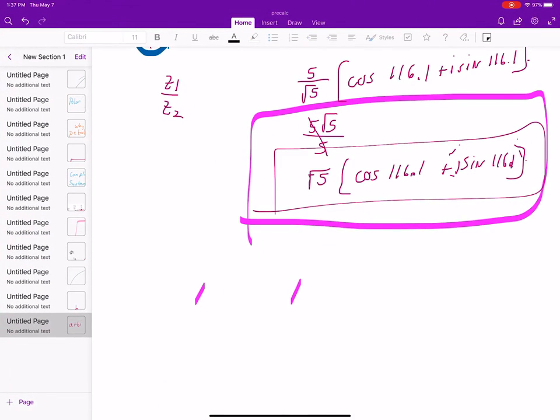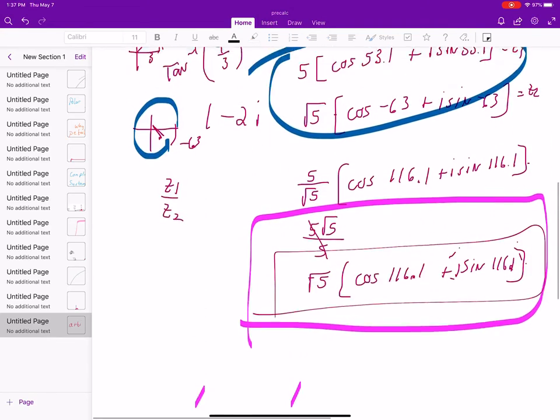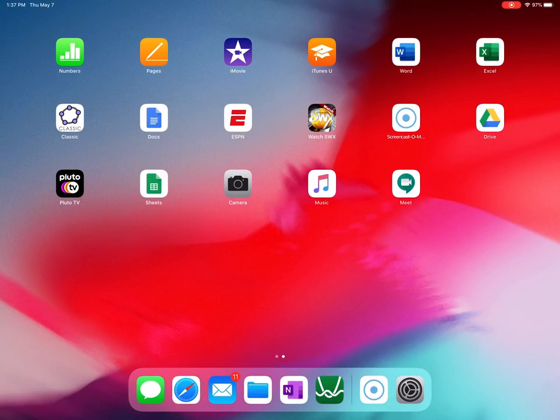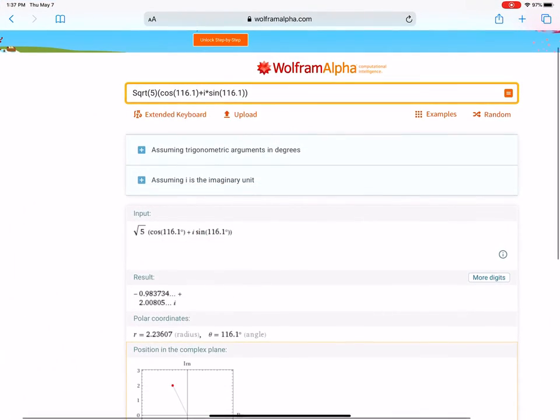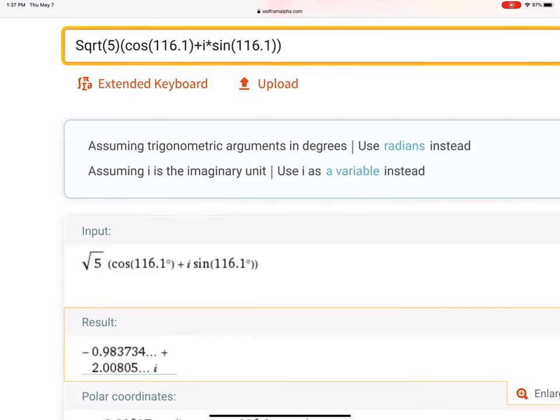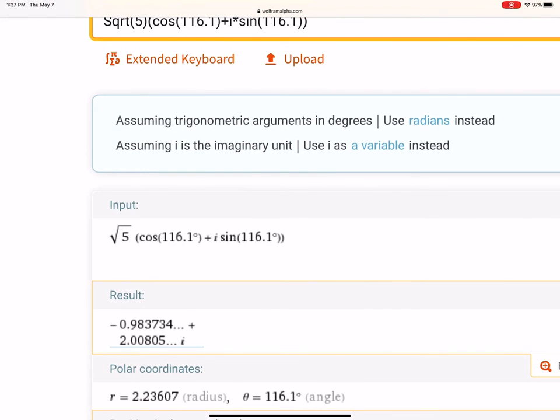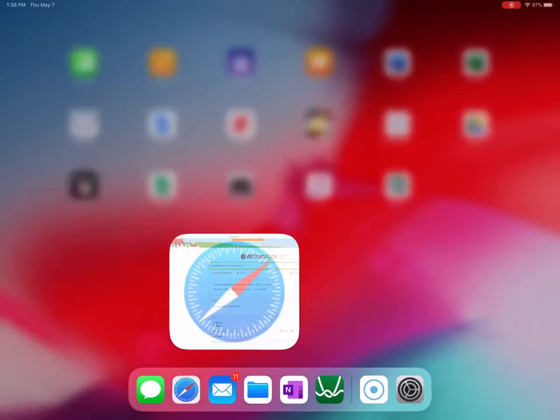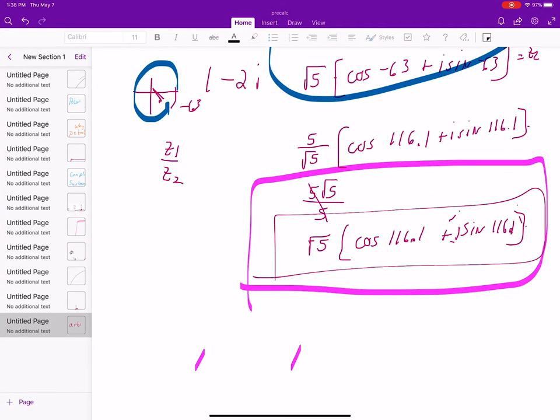Okay, so I found the mistake after going over my work countless times here. And all it was, was going into Wolfram and changing it into degrees. Once I change the setting into degrees, we get negative 0.98 and 2i, which was the answer, negative 1 plus 2i, considering the round off. So that was all it was, just a simple little changing of the thing into degrees.